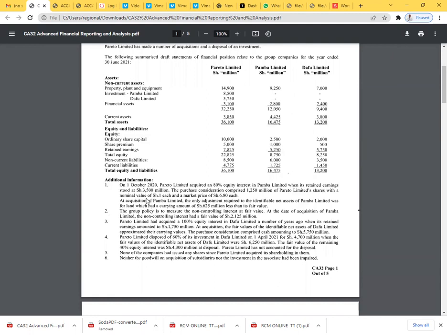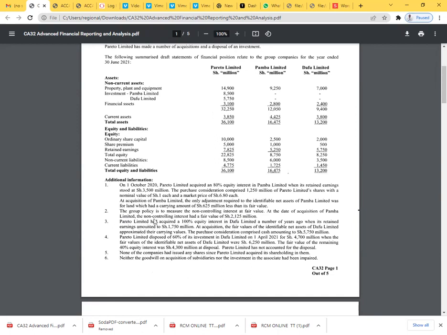So what are we told here? On 1st October 2020, Pareto Limited acquired an 80% equity interest in Pamba Limited when its retained earnings stood at 3.5 billion Kenya shillings. The purchase consideration comprised 1250 million of Pareto Limited shares with a nominal value of one each and a market price of shilling 6.8 each. At acquisition of Pamba Limited, the only adjustment required to the identifiable net assets of Pamba Limited was for land, which had a carrying amount of shilling 625 million less than its fair value. Note two, the group policy is to measure the non-controlling interest at fair value. At the date of acquisition of Pamba Limited, the non-controlling interest had a fair value of shillings 21.25 million.